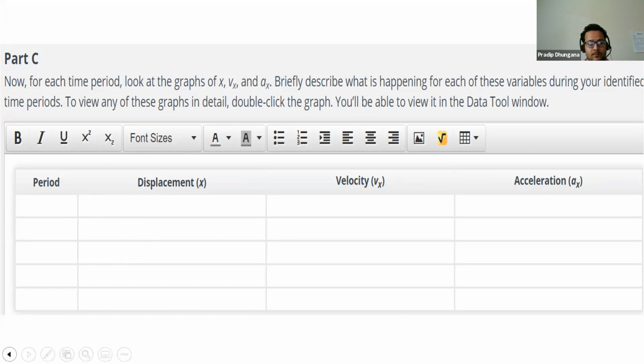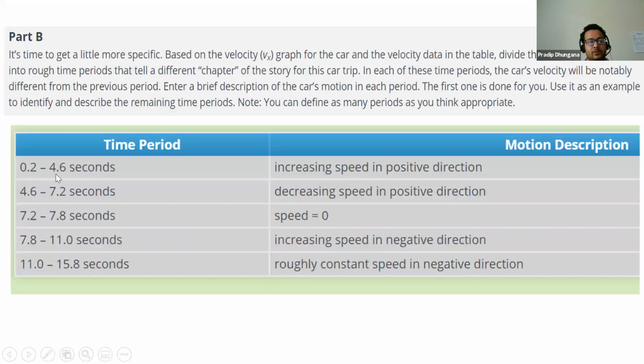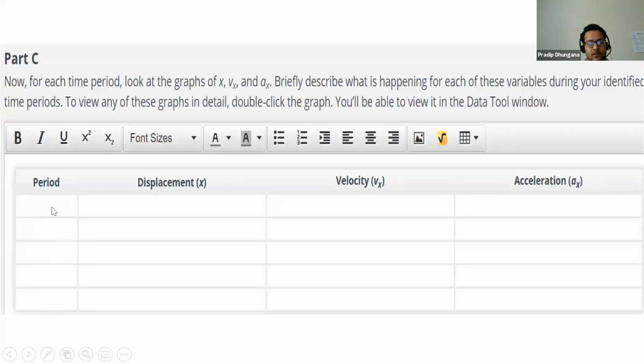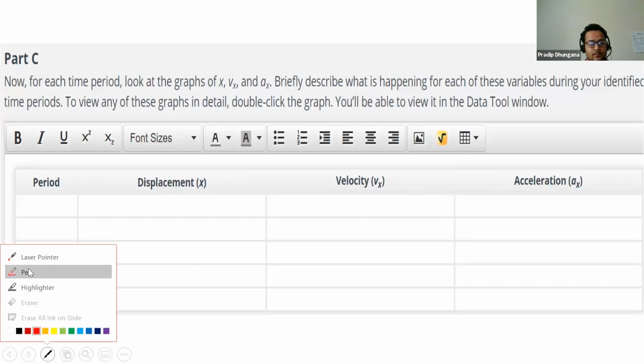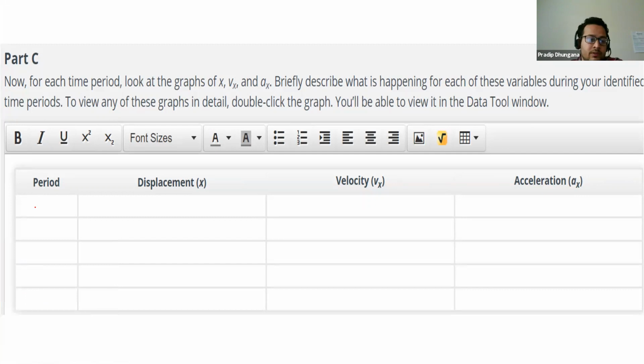Okay, and then you can pick exactly the same time periods that we used before. So let me go back. So at first, 0.2 to 4.6 seconds. So let's do that one. Let me get my pen. The time period is here, 0.2 to 4.6 seconds.